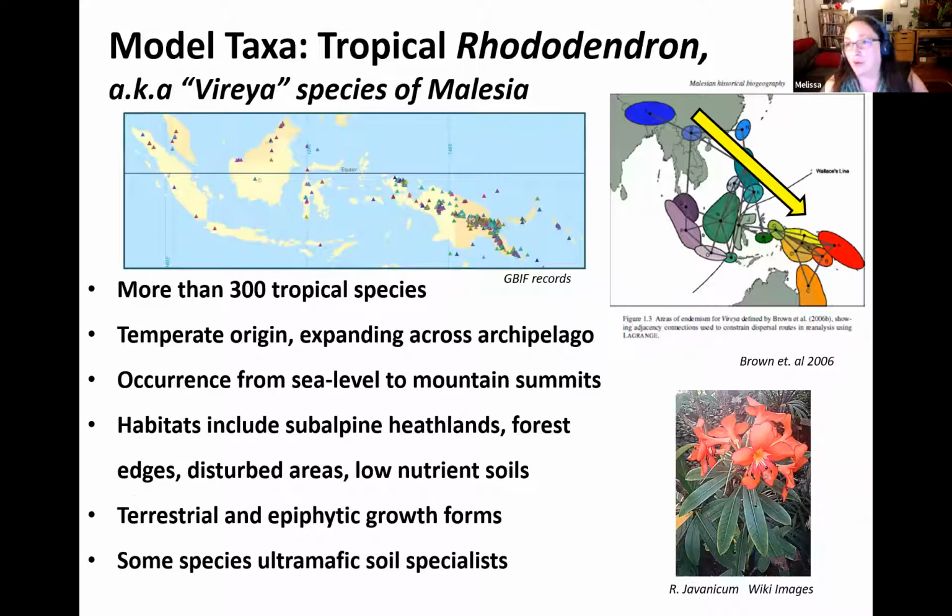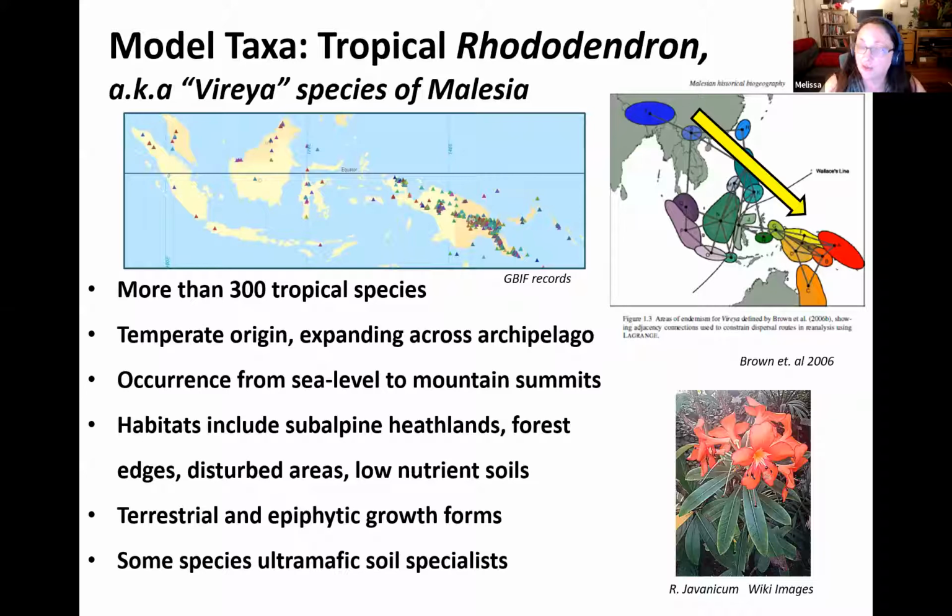So now I'm going to focus on rhododendron. This is the ideal model taxonomic group, in my opinion. They're very interesting from a diversity perspective. Within the tropics, for instance, there's more than 300 species. From a biogeography perspective, they're also very unique in that they came from more temperate locations into the tropics, whereas most other angiosperms went from the tropics northwards, or southwards rather. And within this group, they have species occurrence all the way from sea level to mountain summits. That is also very unusual.